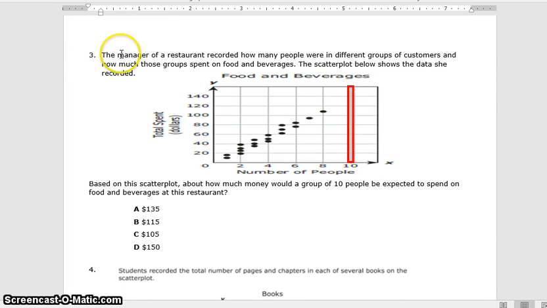Number 3. The manager of the restaurant recorded how many people were in different groups of customers and how much those groups spent on food and beverages. The scatter plot below shows the data she recorded. Dollars, number of people. Based on this scatter plot, about how much money would a group of 10 people be expected to spend on food and beverages at the restaurant? So 10 is marked on the graph. It is also marked on your paper with the yellow highlighter.